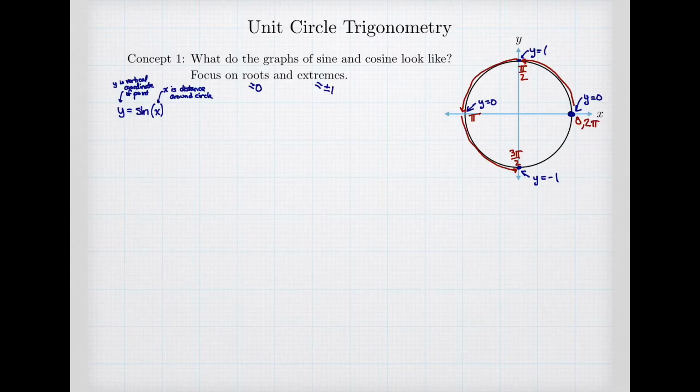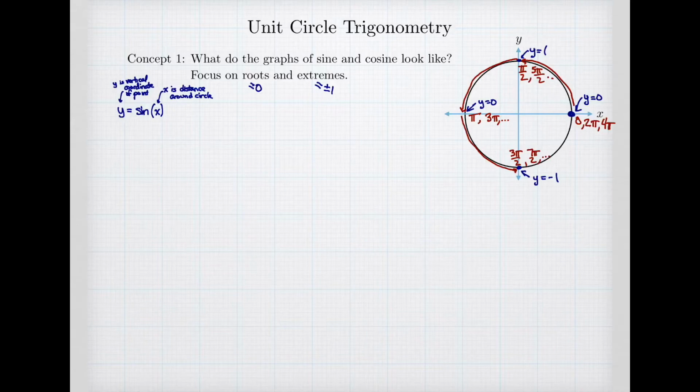As I keep going around, I'm at 5 pi over 2. This list keeps going. Each of these I repeat infinitely many times. So 3 pi over 2, 7 pi over 2, 4 pi, and that's all going in the counterclockwise positive direction.